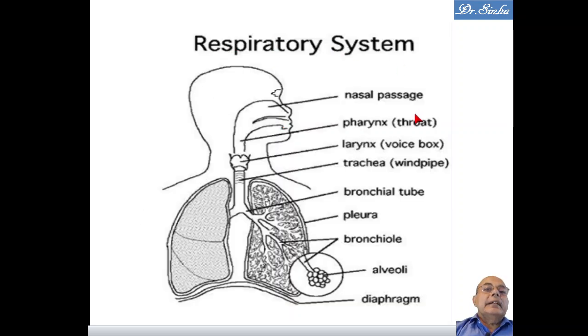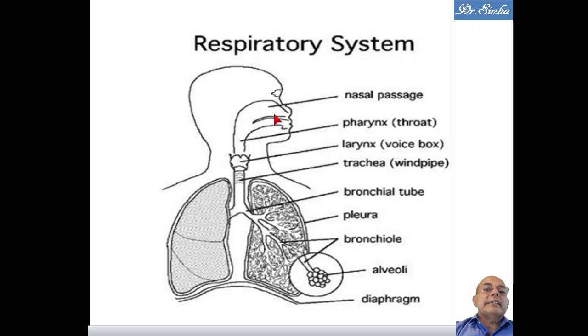Respiratory tract is divided into two parts: upper respiratory tract and lower respiratory tract. Upper respiratory tract consists of nasal passages, pharynx and larynx. Lower respiratory tract consists of trachea, bronchi, bronchiole and alveoli. Viral infection affects mucous membrane of respiratory tract by inflammation.